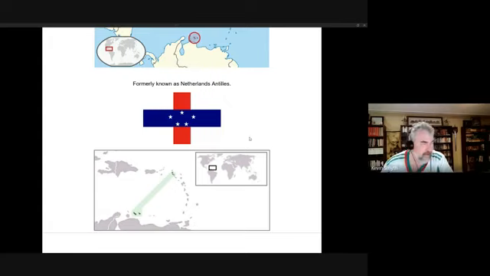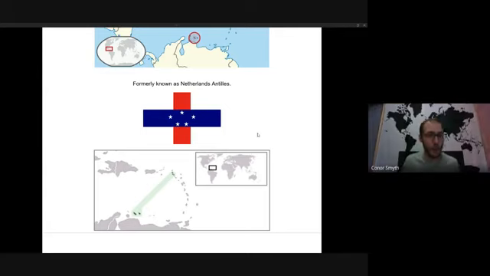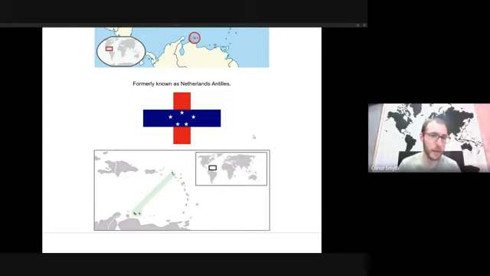Well, that's all I have to say, really. Yeah, a bit of a grouping of all the Dutch colonies in the Caribbean, but that grouping known as the Netherlands Antilles is kind of broken apart into separate countries now, or territories, I should say. Okay, great.